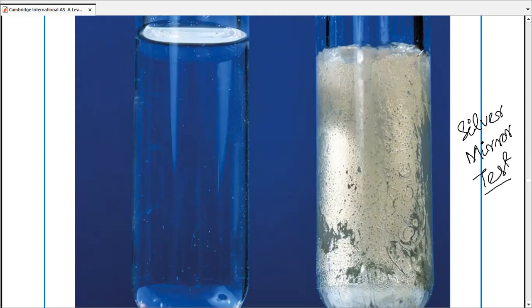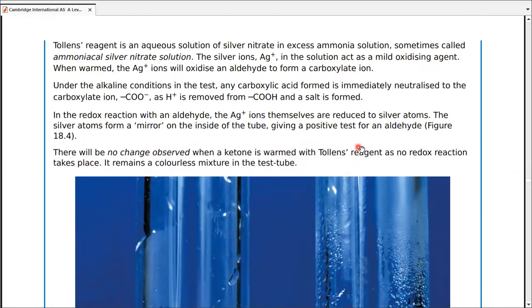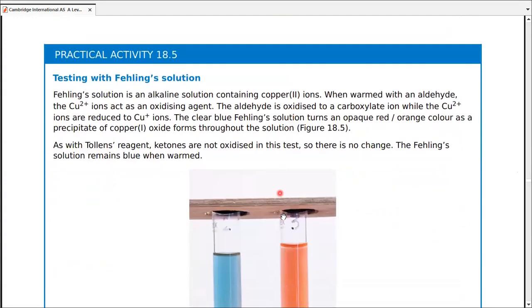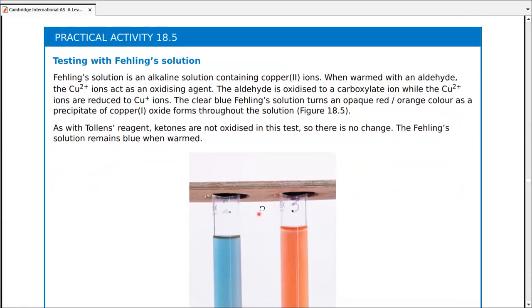So the silver mirror test actually takes those Ag+ ions and converts them into pure Ag, and the deposited Ag then forms a mirror inside the test tube. This is a positive test for an aldehyde. If there is a ketone mixed with Tollens' reagent, no redox reaction would take place, and a colorless mixture would stay colorless, with somewhat of an ammonia smell, right?